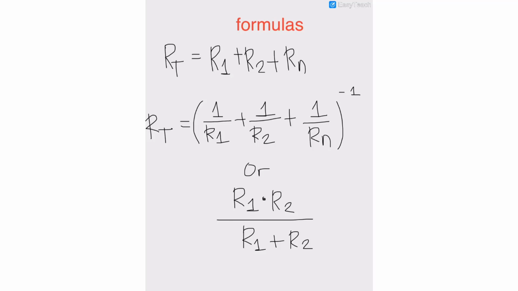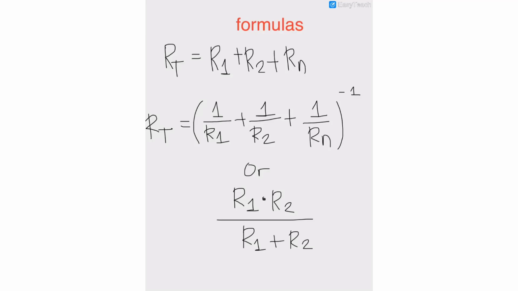Next is for the parallel circuit, this one. R total is equal to the inverse of 1 over R1 plus 1 over R2 plus 1 over R to the nth resistor, which is also equal to this one, product over the sum. But this formula right here is only applicable for a circuit that is composed of only two resistors.